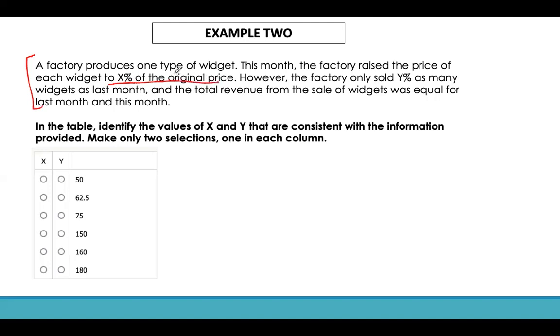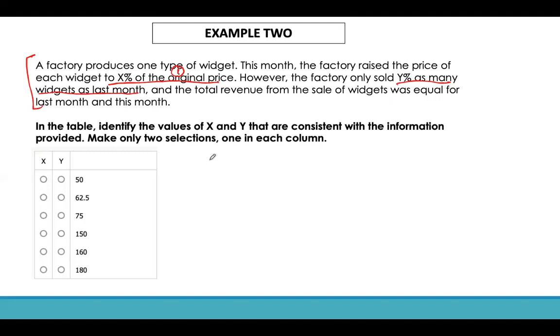X% of the original price. So we have one case here. However, the factory sold Y% as many widgets as last month. So Y% as many widgets as last month. And the total revenue from the sale of widgets was equal for last month and this month, right?